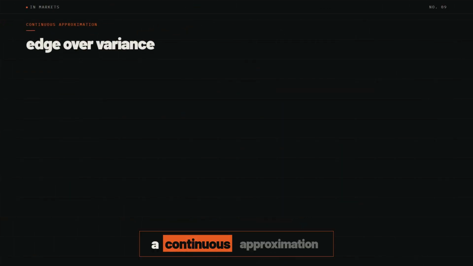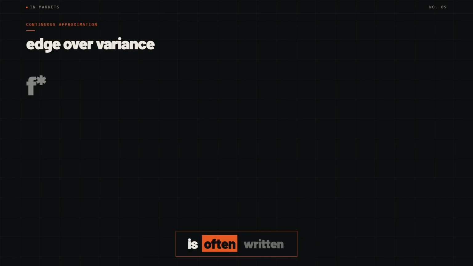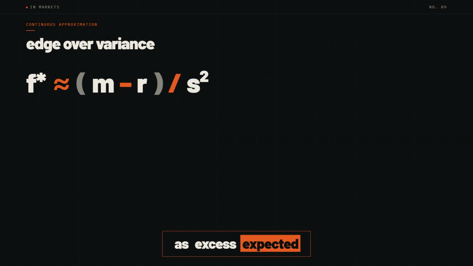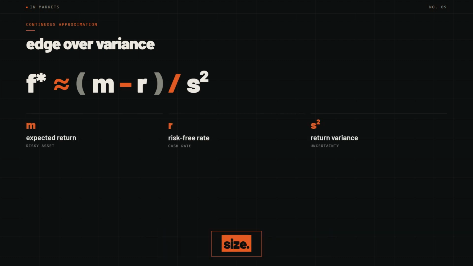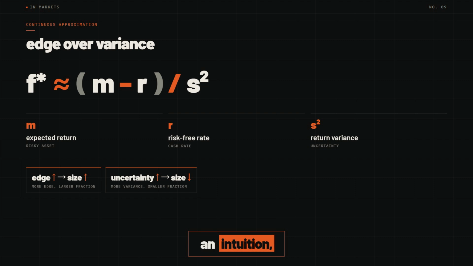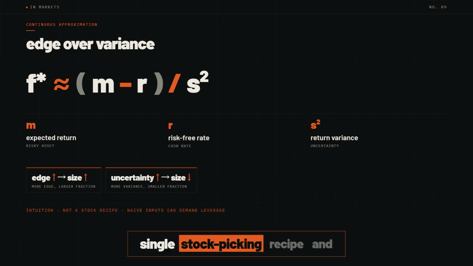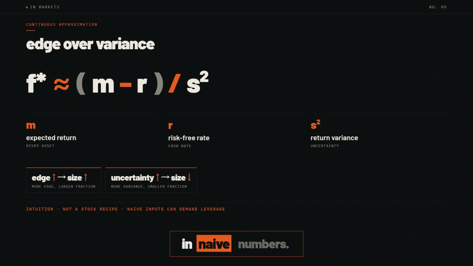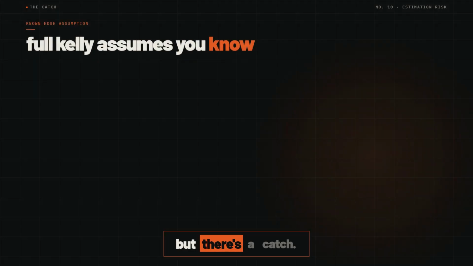In markets, a continuous approximation is often written as excess expected return over variance. Bigger edge means larger size. Bigger uncertainty means smaller size. It is an intuition, not a single stock-picking recipe, and it can imply aggressive leverage if you plug in naive numbers. But there's a catch.